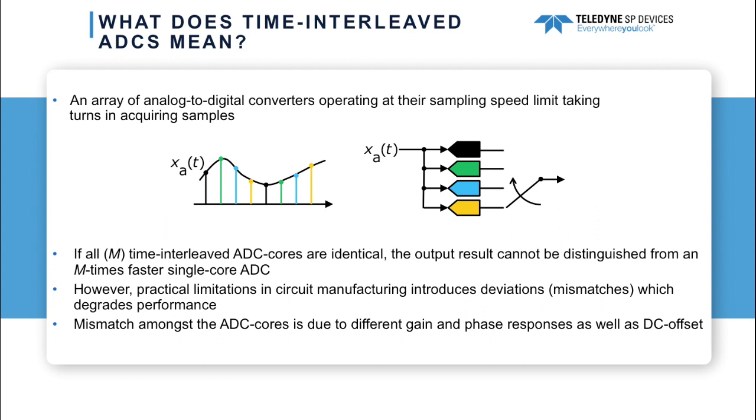A second practical aspect of time-interleaved ADCs that is also the focus of this webinar is the mismatch between the ADC cores. For error-free operation, a time-interleaved ADC system requires all M ADC cores used to behave identically from an input-output perspective. On this picture, M equals 4. Practical limitations in circuit manufacturing and device-to-device matching introduce errors which degrade the performance. These errors are mainly differences in gain and phase delay versus frequency between the ADC cores, as well as DC offset mismatches.